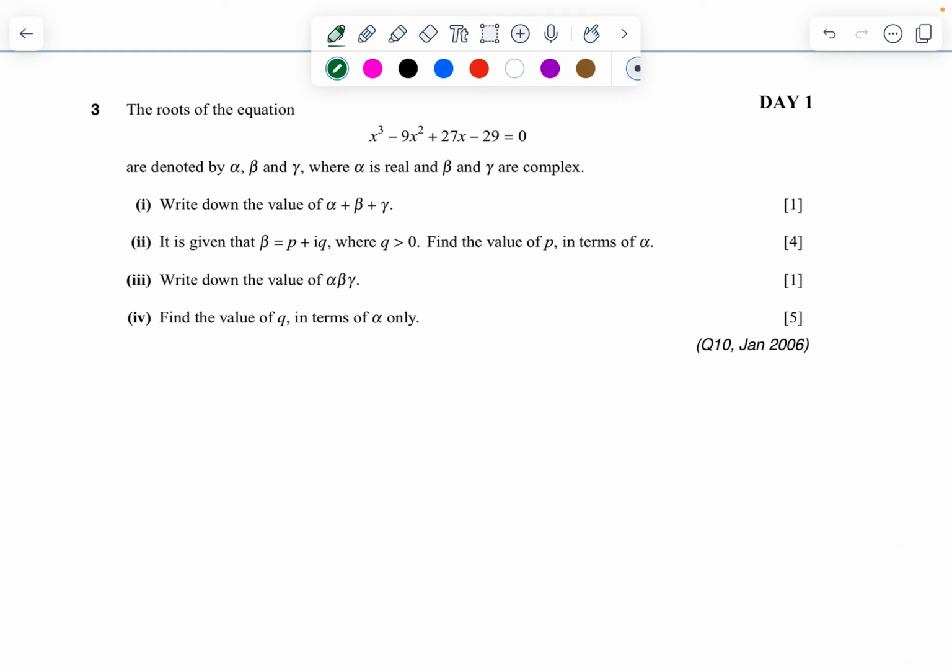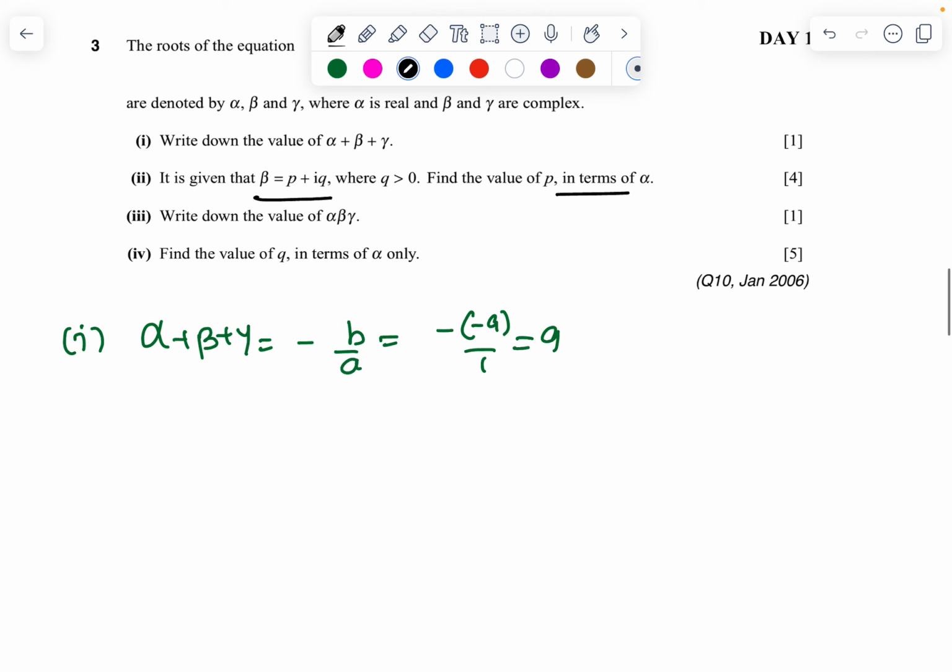Question number 3. The equation x cube minus 9x square plus 27x minus 29. Find the value of alpha plus beta plus gamma. Alpha plus beta plus gamma equals minus b upon a, which is minus of minus 9 upon 1, which is 9. Next, given that beta equals p plus iq, find the values of p in terms of alpha.